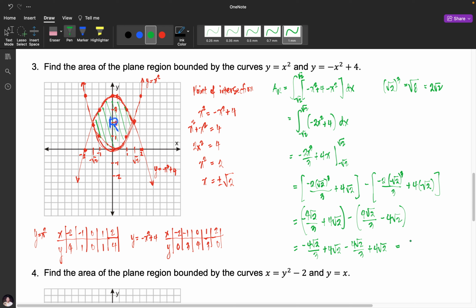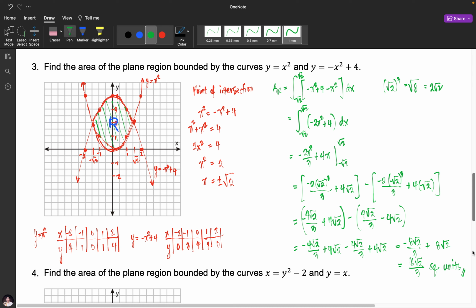So we have negative 8 square root of 2. So negative 4 square root of 2 over 3 minus 4 square root of 2 over 3 is negative 8 square root of 2 over 3. Plus, two 4 square root of 2, so that is 8 square root of 2. Combining, this is 24 minus 8, so we have 16 square root of 2 over 3 square units. So that is our answer for this problem.